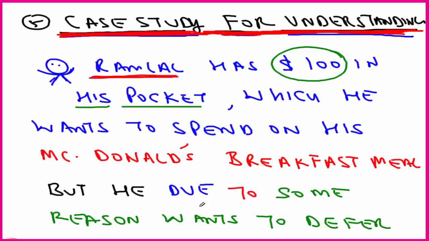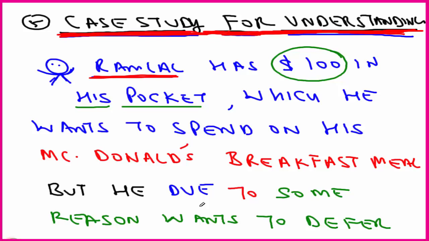Suppose the rate of interest is 10%, and he has $100 in his pocket, and he is sacrificing his current consumption. The word is sacrificing his current consumption, or deferring his consumption. He wants to eat that breakfast, but he is not eating at McDonald's or any other place. He is keeping himself hungry. Rather, he has invested that $100 in a banking company, in Bank of America, for 1 year. Let the rate of interest be 10%. It means after 1 year, he will be getting $110.